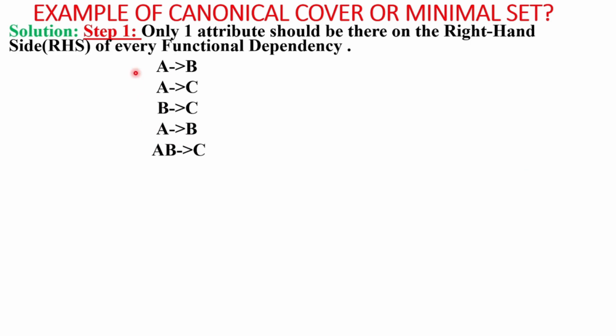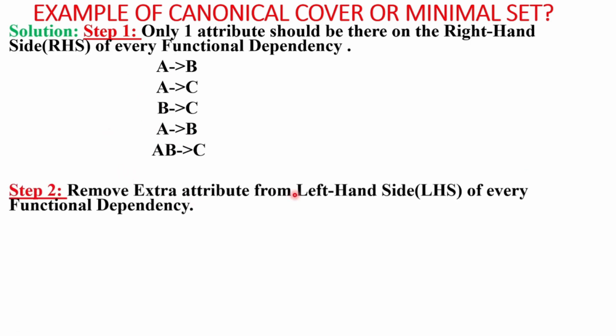Okay, now we'll go to step 2. What is step 2? Remove extra attribute from the left hand side of every functional dependency. We got 5 FDs from step 1. Now from these 5 FDs we have to check whether any FD has an extra attribute on the left hand side. We'll check one by one. So this is FD number 1, 2, 3, 4 and 5. We'll start with the first FD, A tends to B. Nothing is extra since only one attribute is there. In the second also, A tends to C, only one attribute is there on the left hand side. So keep it as it is.